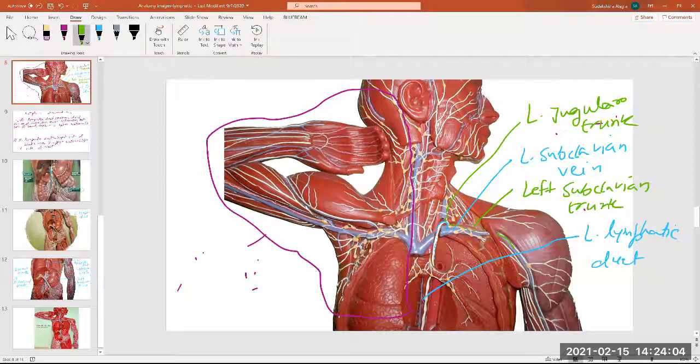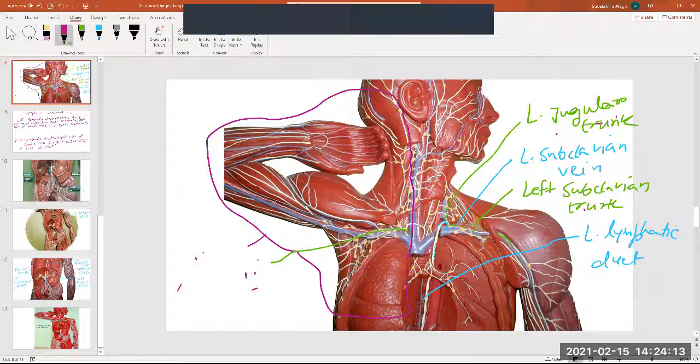Right lymphatic duct, compared to that, is just a tiny structure right here. This is the right lymphatic duct. I'm going to erase just this. So here, that's the right lymphatic duct, just this hook. You can also see the right jugular trunk.